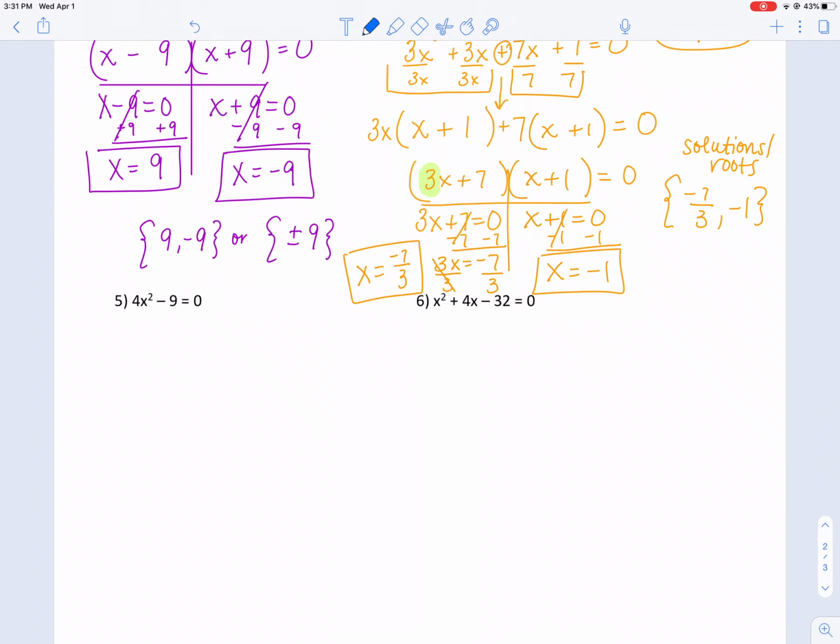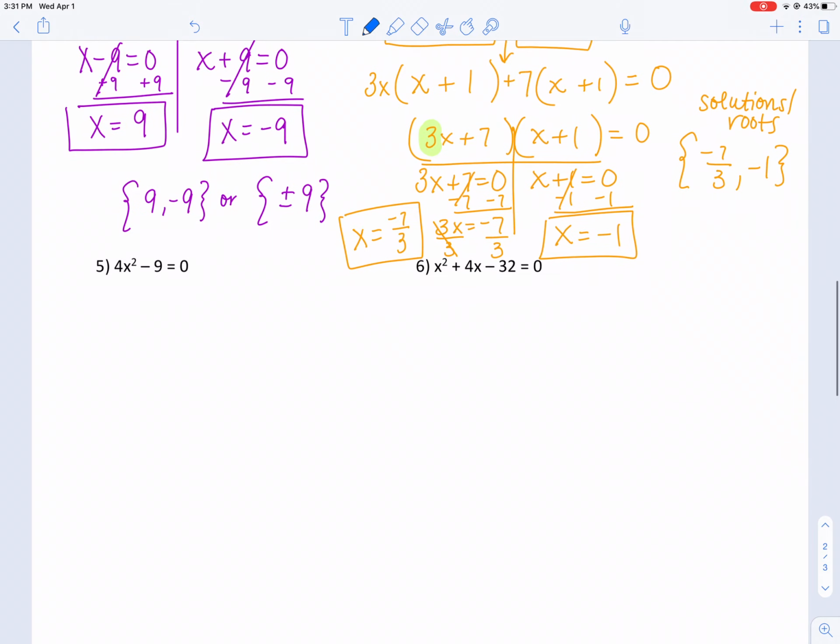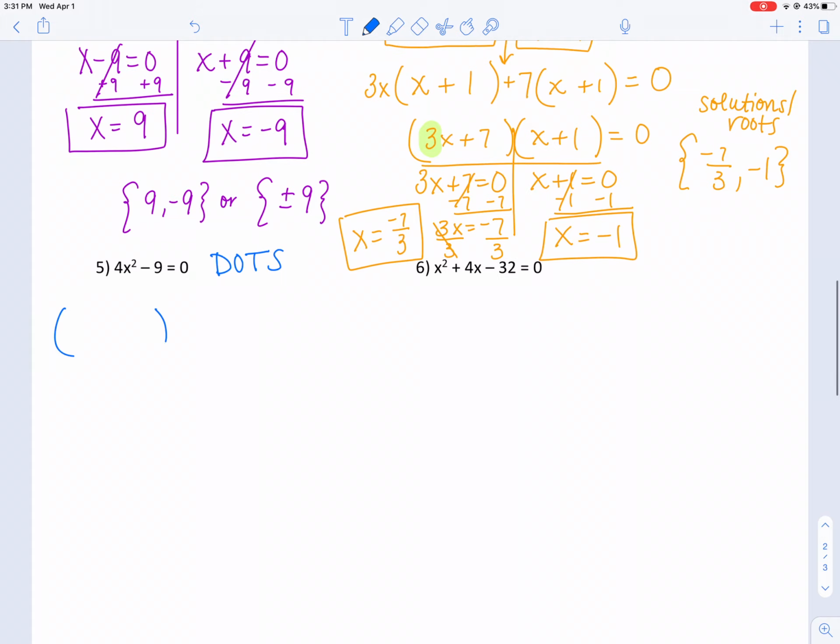In number 4, number 5, there's no GCF. This is the difference of 2 squares. Open up 2 sets of parentheses. You're really taking the square root of both. It's minus. The square root of 4x squared is 2x. One's a minus, one's a plus. The square root of 9 is 3.